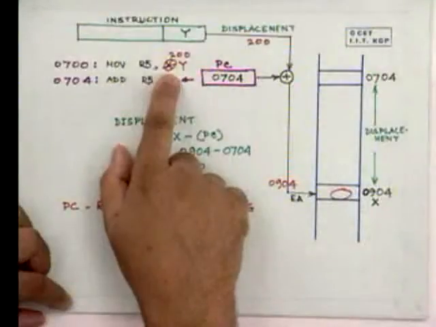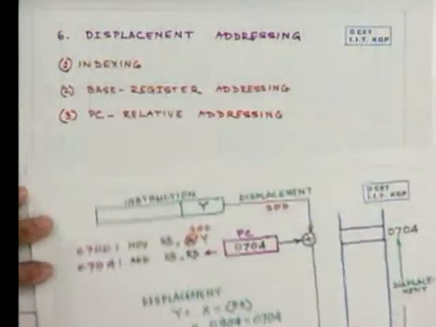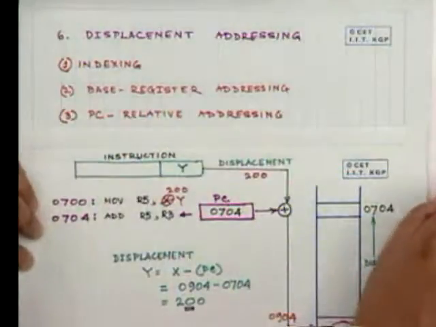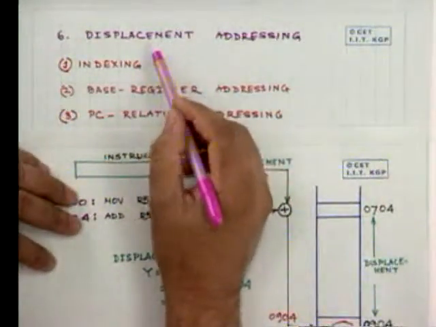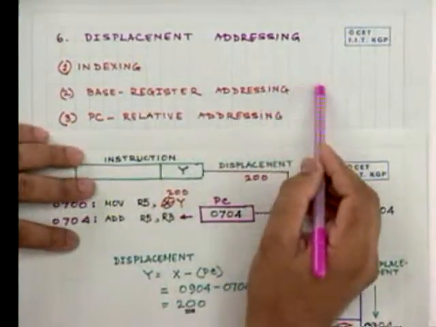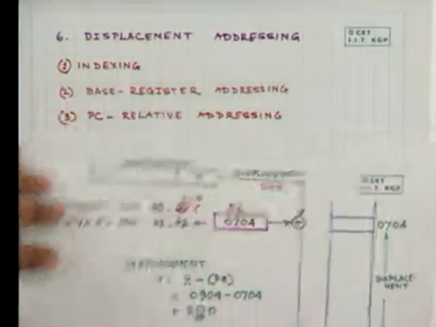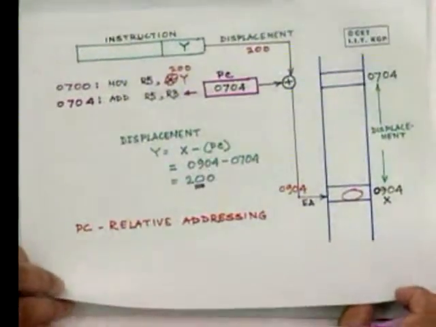By that it's meant that even if the program is shifted from one portion of the memory to another portion of the memory, the values of the addresses need not be changed. Now, we see that in the case of displacement addressing, we have discussed three very useful addressing modes: one is indexing, one is base register addressing, and one is PC relative addressing, which can be used.